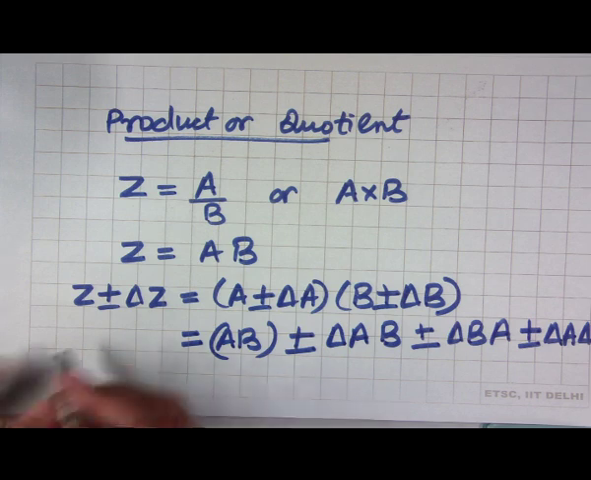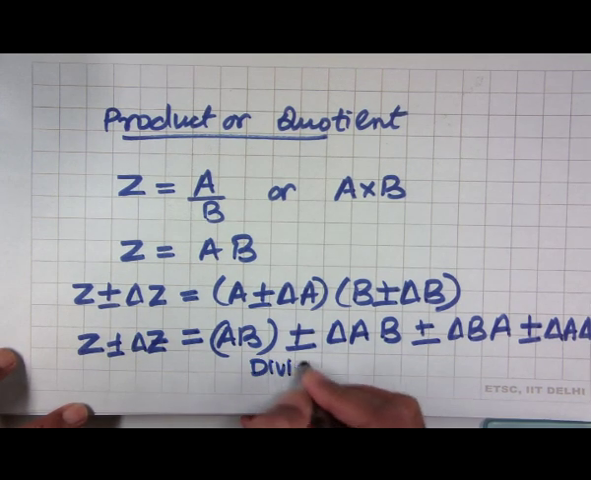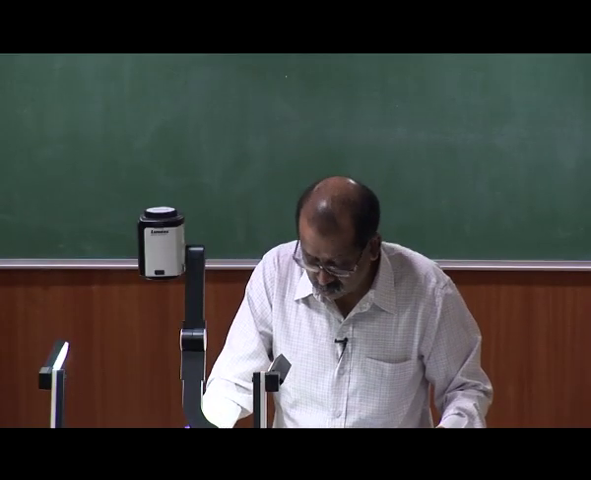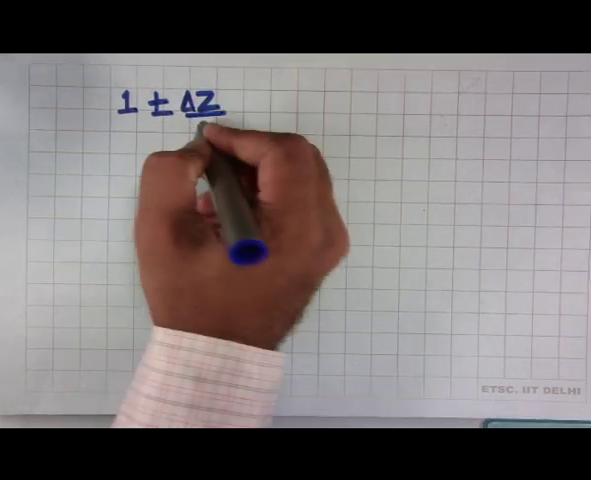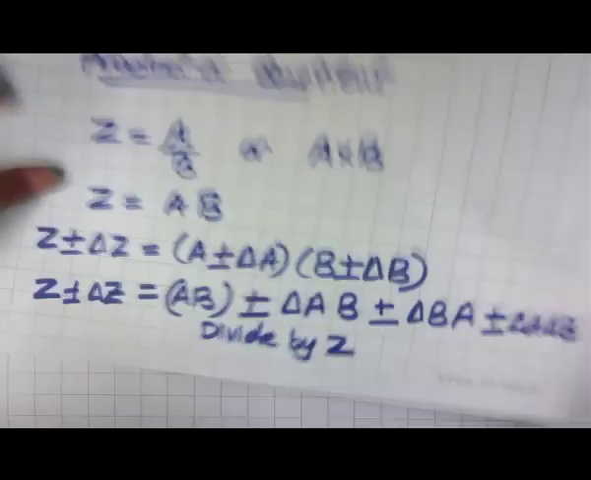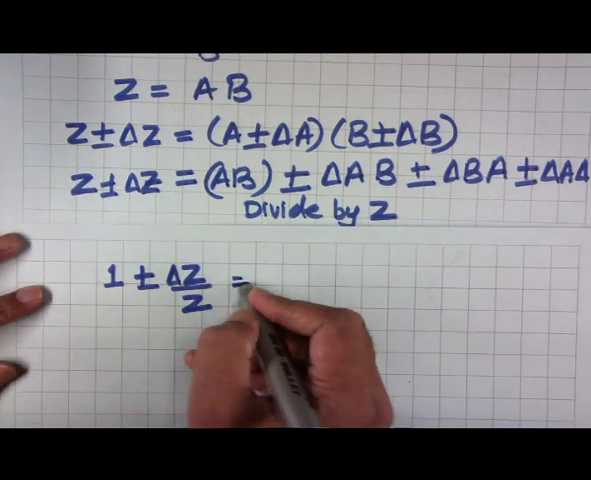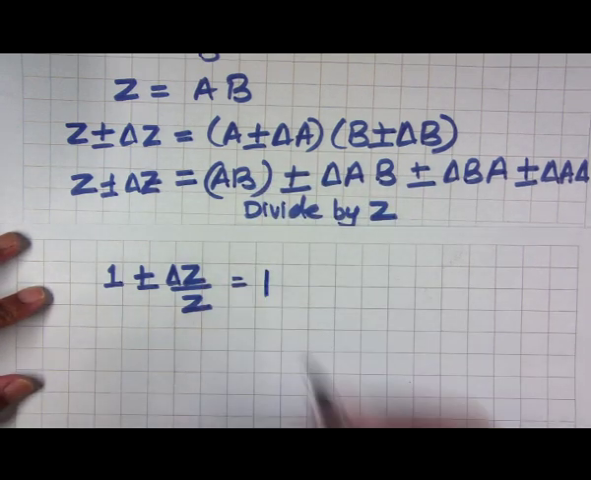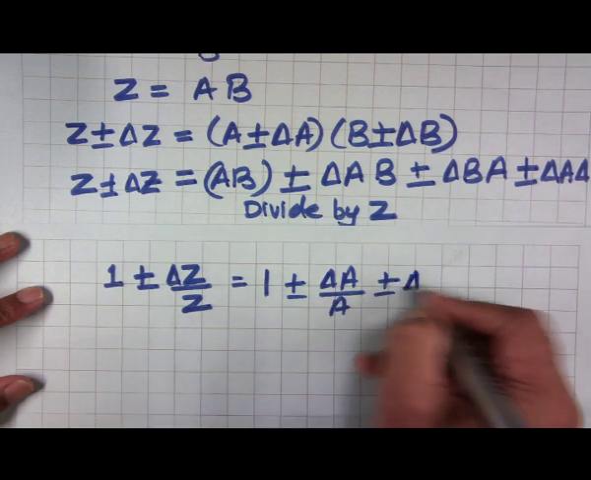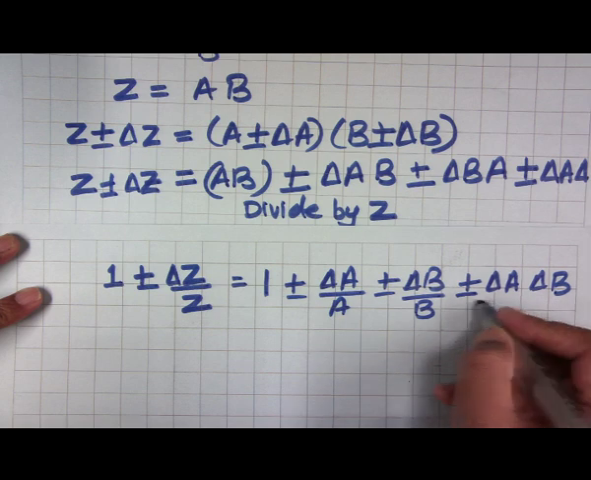And here what we do is we divide everything by z. We divide the whole expression by z. So, when we do that, what we will get is 1 plus minus delta z by z. This will be equal to, so let us just bring this page again, and we have this here, we will keep on copying from here. This will be equal to, now a b divided by z is a b, so this will become 1 plus delta a by a plus minus delta b by b, and then we have plus minus delta a delta b divided by a b.